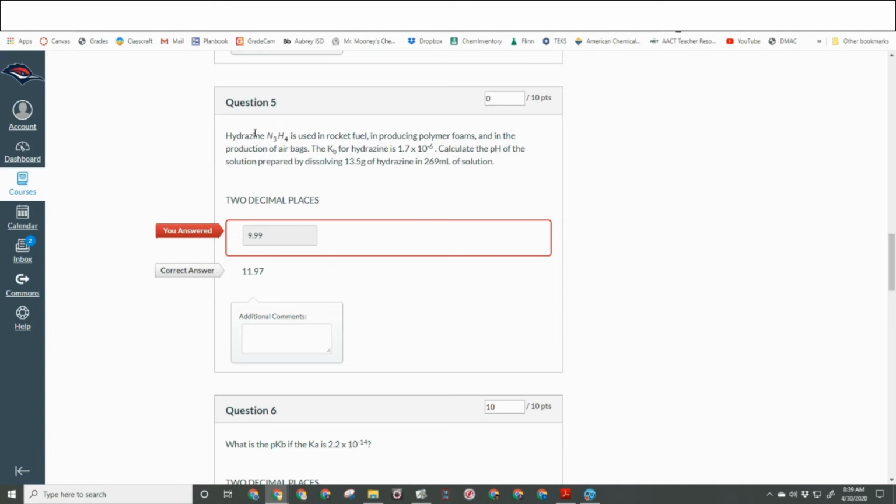X is going to be, this is a base because you're given KB, so X is going to be your concentration of OH. Then you can calculate a pOH. Once you get your pOH, you need pH, so you're going to subtract the pOH from 14. It's going to give you the pH. If you need to go back and listen to this again and write down the steps, you can do that.